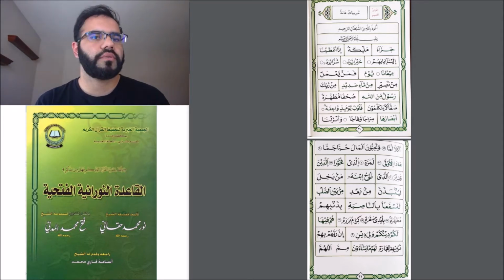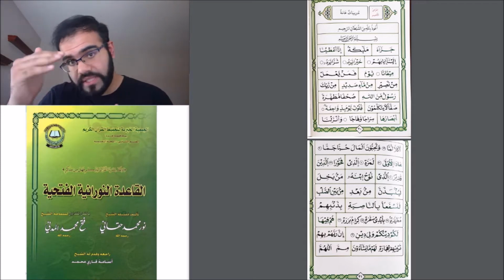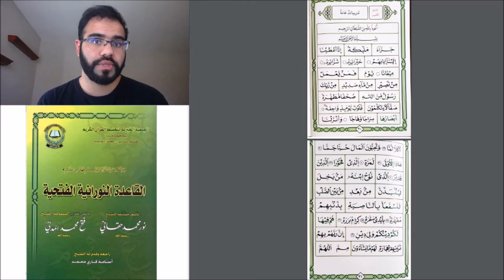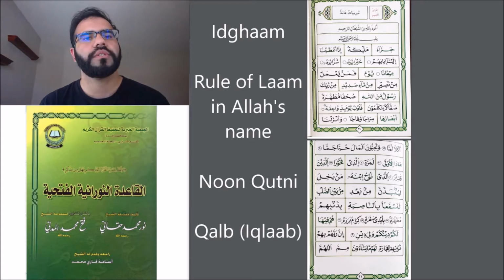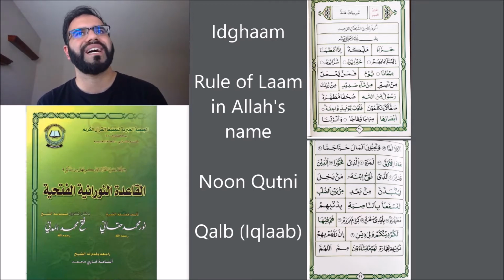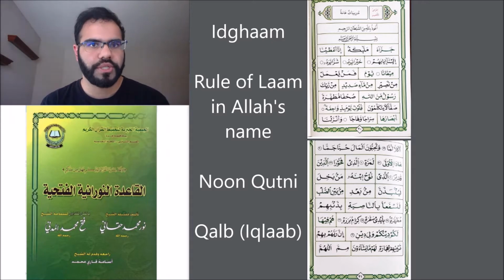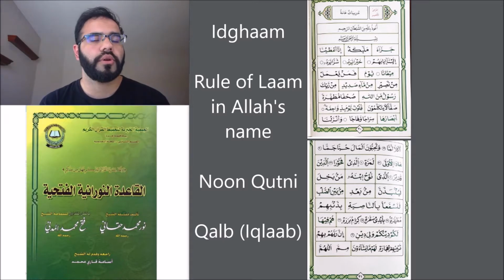So just as a quick little introduction to what we're going to be doing in this Lesson 17 series, we're going to be going over several different tajweed rules. We're going to be going over something called Idghaam. We're going to talk about how to recite the lam in Allah's name, depending on the situation. We're going to talk about something called Noon Qutni. We're going to talk about a concept called qalb, also known as iqlab.